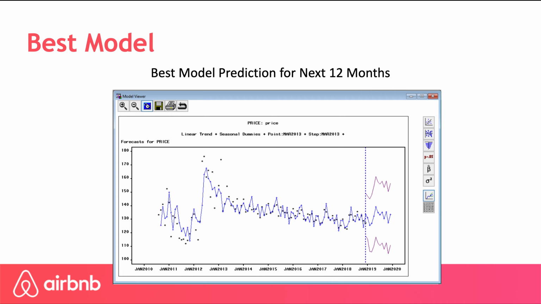The last one is our prediction for the next 12 months from December 2018. From the results, the price will be generally stable, as there will not be accidental events during this period.